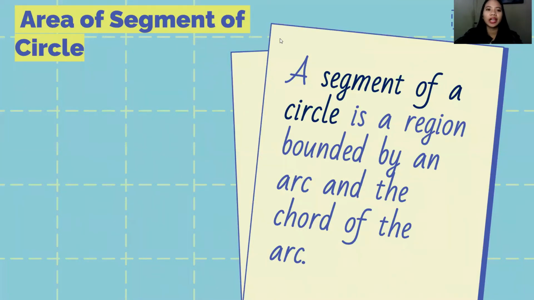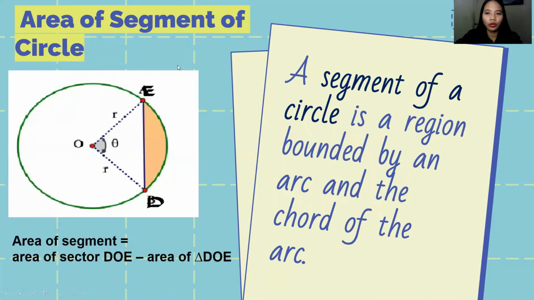Now let us proceed to the area of the segment of a circle. A segment of a circle is the region bounded by the arc and the chord of the arc. How are we going to find the area of our segment? Let us first find the area of our sector DOA, from here to there, and then minus the area of our triangle DOA. That gives us this shaded part.